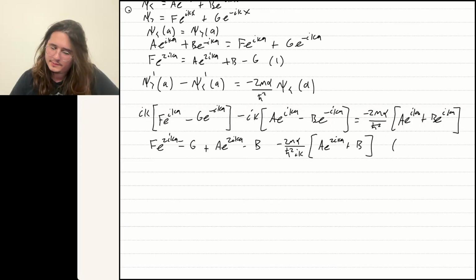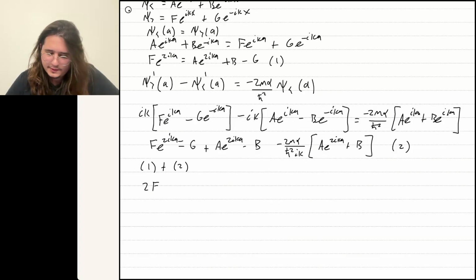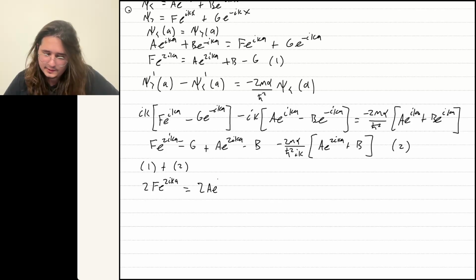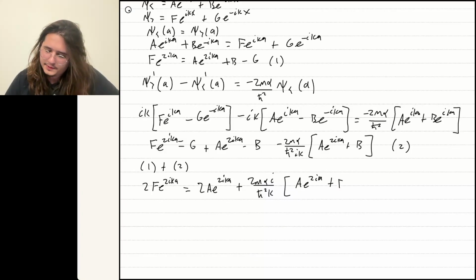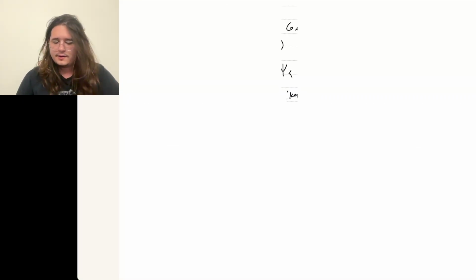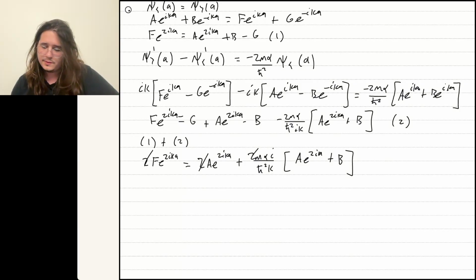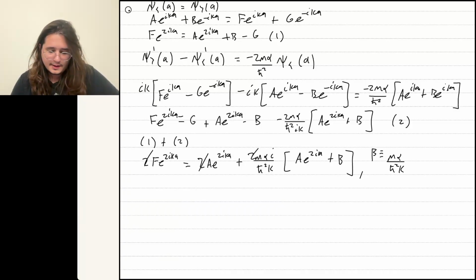Now, this is going to be our equation 2, and we're going to add equation 1 with equation 2 first. That's going to give you 2f e to the 2ika on the left side. On the right side, the g's cancel out, the b's cancel out, but the a's add up. So you get 2a e to the 2ika minus 2m alpha over, let's stick the i up top, times a e to the 2ika plus b. Now this is pretty crazy. Let's cancel out the 2's on either side. All of this stuff depends on 2, and let's define a quantity known as beta, which Griffiths also does quite a bit. So it's m alpha over h bar squared k. And solve this for f.